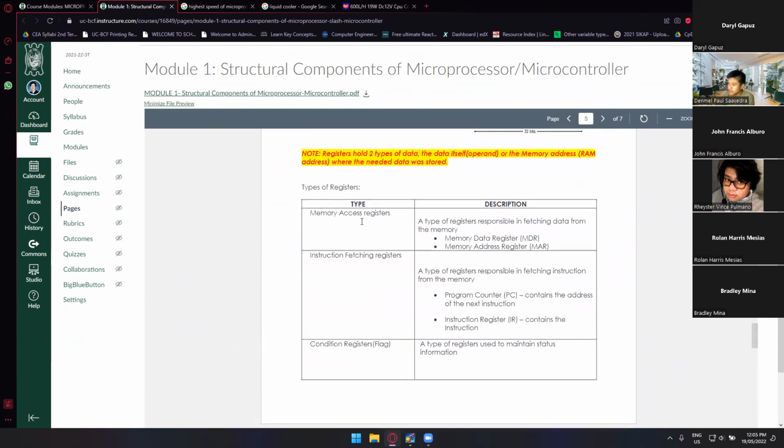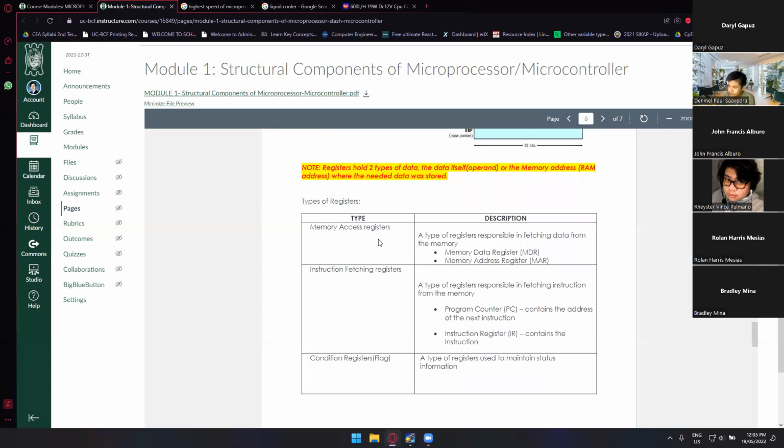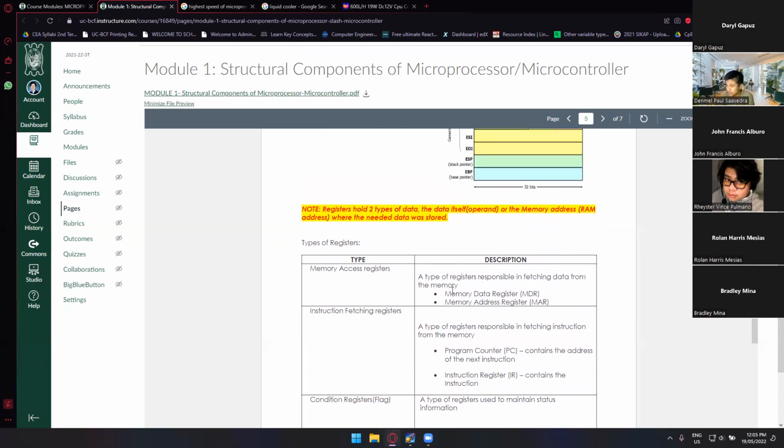So for now, let's discuss the memory access registers. So this is a type of registers responsible in fetching data from the memory. So we have two types of that. One, we have the memory data register or the MDR, and then the memory address register. Okay. The second one is instruction fetching registers. So this is a type of registers responsible in fetching instruction from the memory.